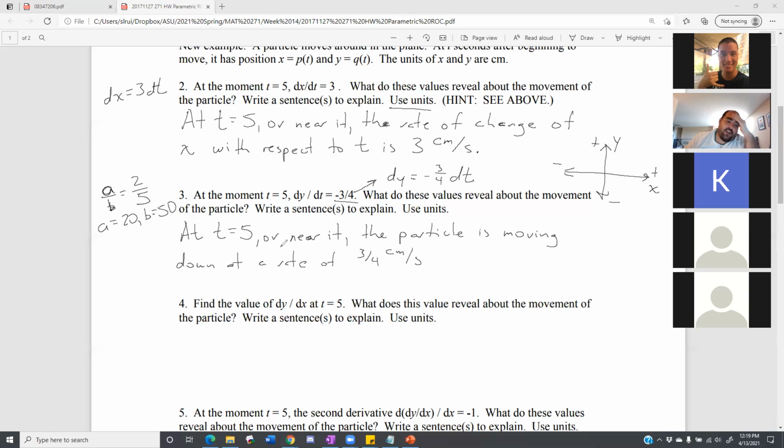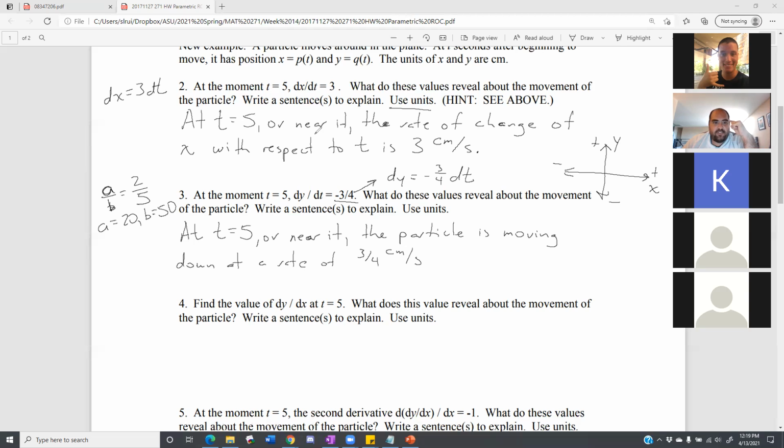Back to this question though. Are you okay, Kevin, with the fact that the particle is moving down at this moment? Is it because of this rate? Yeah, this rate. What specifically about this rate? Is it because it's negative? Yep. So the rate of change of y, which is basically the vertical position of this particle, at this moment is negative, so it's downward.